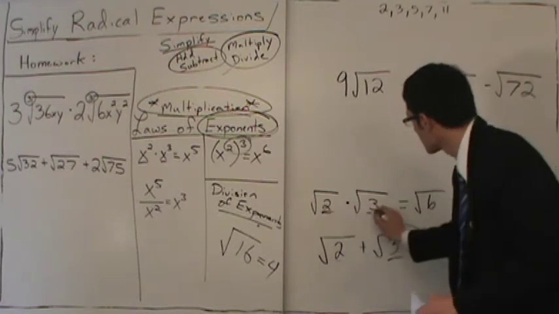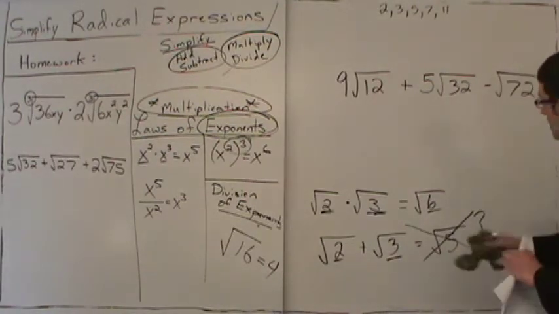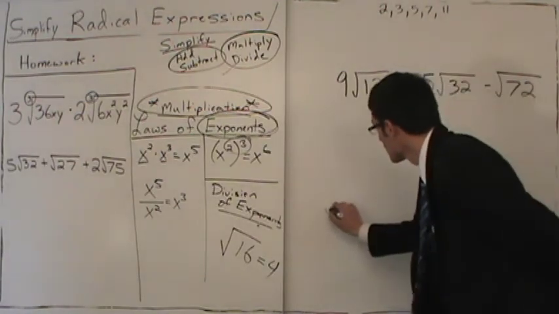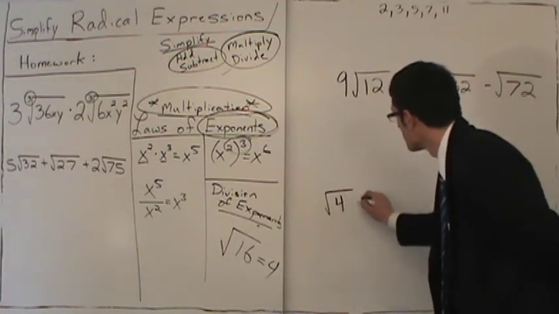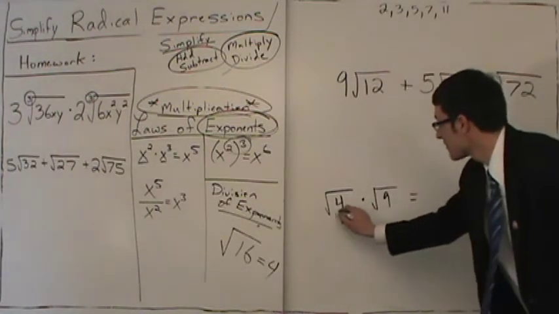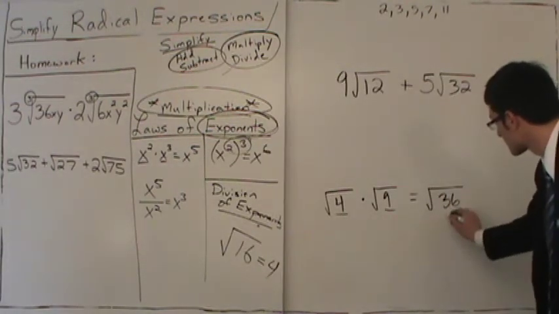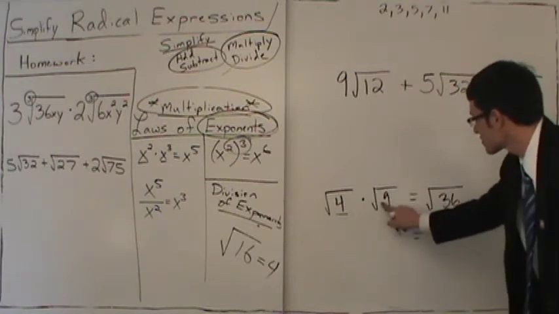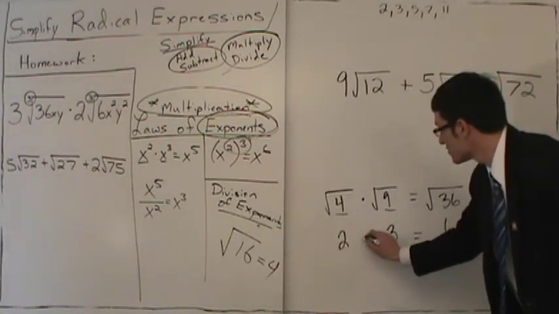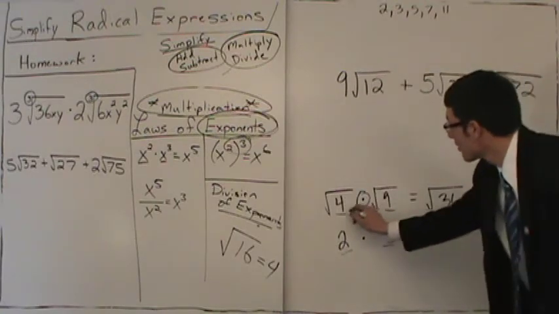So, can we multiply the radicands 2 times 3 and get root 6? Yes. Can we add 2 and 3 and get root 5? No. Let me show you. I think this will make sense. If I asked you the root of 4 multiplied by the root of 9, can we take the radicands and multiply them together? Yes. 4 times 9 gives 36. The root of 36 is 6. The square root of 9 is 3, and the square root of 4 is 2. Is 2 times 3 equal to 6? Yes, that's true.